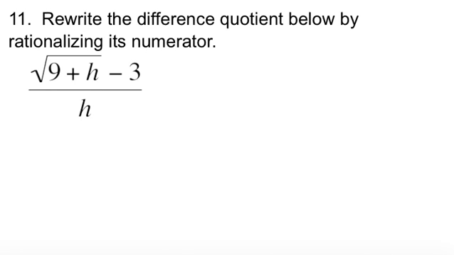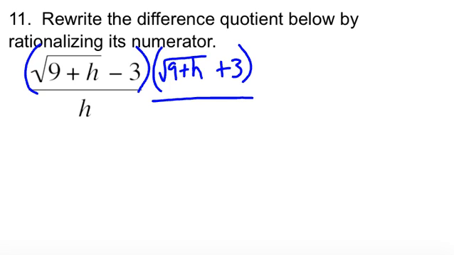Okay, last thing, and this is rationalizing the numerator, something that we'll do in calculus. So next year, this will be a skill that you'll want to have. So we want to rationalize the numerator. So in the numerator, we've got this. So to rationalize it, we have to multiply by its conjugate, which will be the square root of 9 plus h plus 3. And we have to do that on the top and the bottom.